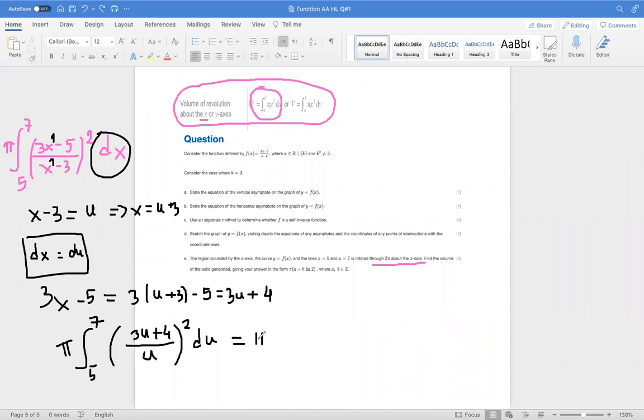Now pi times, again, let's move pi, always keep this outside. So 7, 5. So what is 3u over u? It will be 3, plus 4 over u will be 4 over u. And write like this, square.